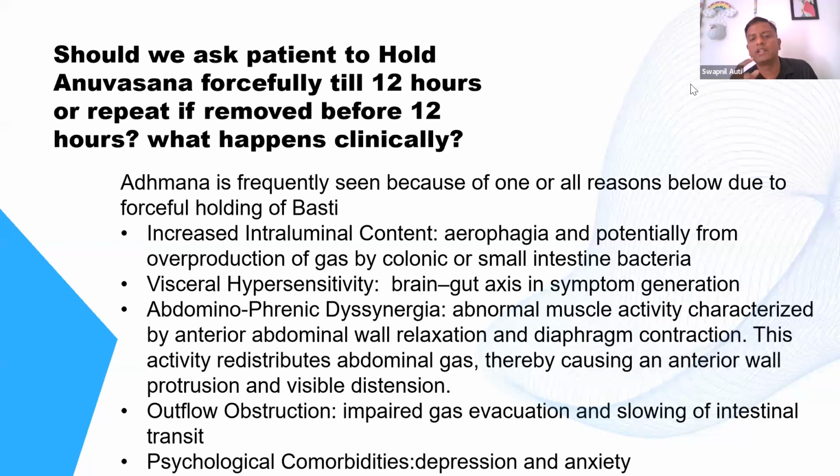Now, abdominal phrenic dyssynergia. If you are holding the basti forcefully, there will be abnormal muscle activity characterized by anterior abdominal wall relaxation and diaphragm contraction. This is the general thing that happens when retaining the basti. This activity redistributes the abdominal gases, thereby causing anterior wall protrusion and visible distension. This redistribution of the gases is a difficult thing. That is why you should not ask the patient to forcefully hold. Forceful holding creates contraction of the diaphragm and relaxation of the abdominal wall. That is the main issue while doing basti therapy.